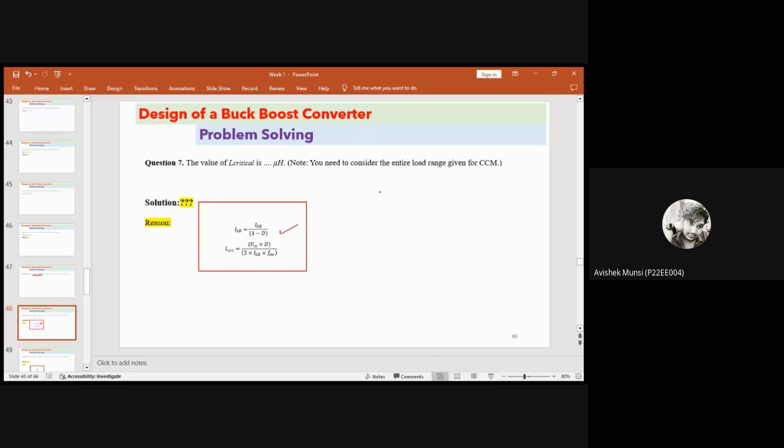Or rather, in a very easier way, that's the way I solved: for the minimum resistance you have to choose V0 square by P0 minimum, after which the critical inductance will be (1 minus D) minimum by 2 times F, the switching frequency. So this is 1 minus 2 by 3. Calculate the R minimum, 2 into 50 kilohertz. So calculate R minimum and tell me the answer.